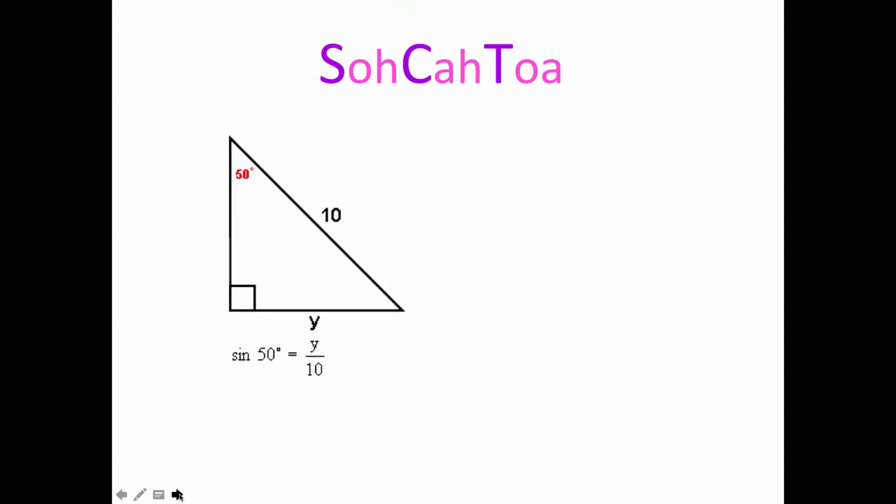To set up my equation here, I know I'm going to take the sine of 50 degrees, which is going to equal y over 10. Remember, it's my opposite, which is my numerator, over my hypotenuse. The angle measurement always goes with your trig function. So your degrees will be with your sine, cosine, or tangent.